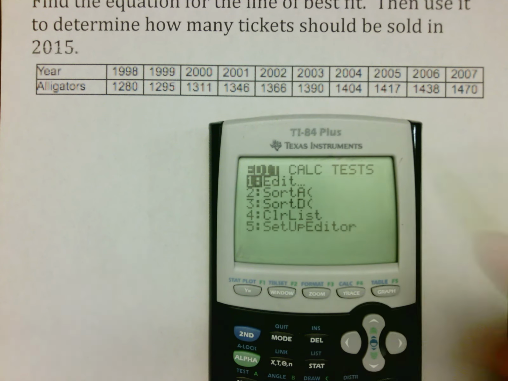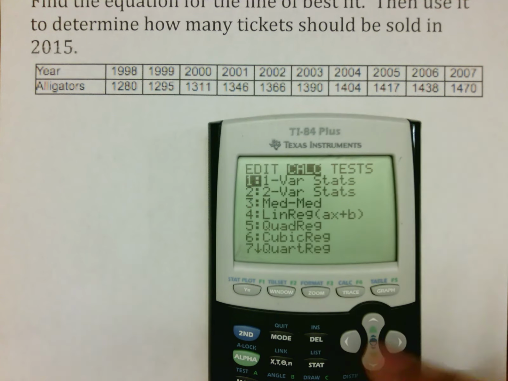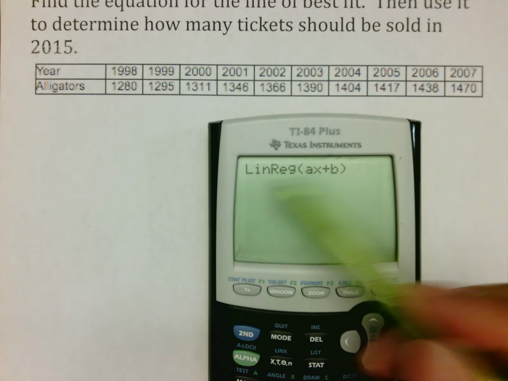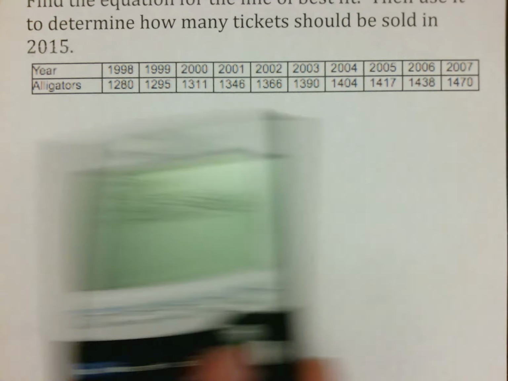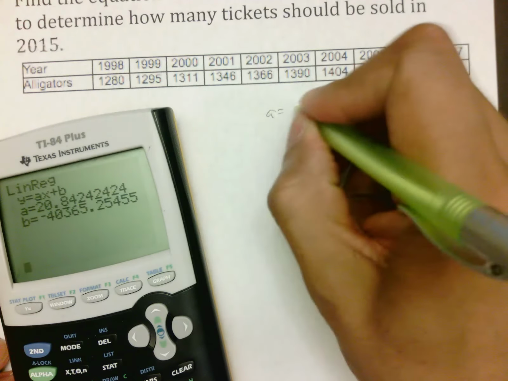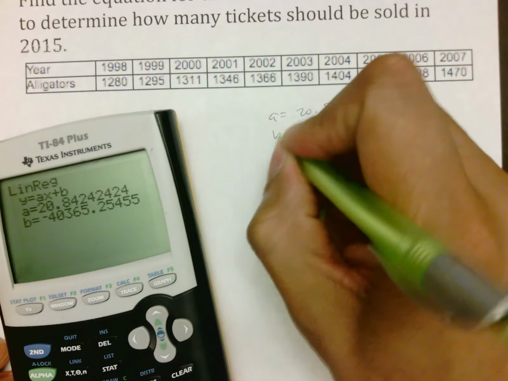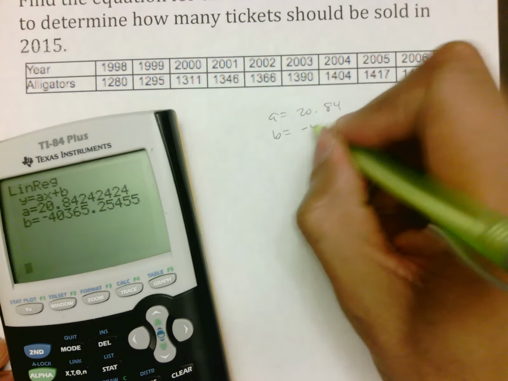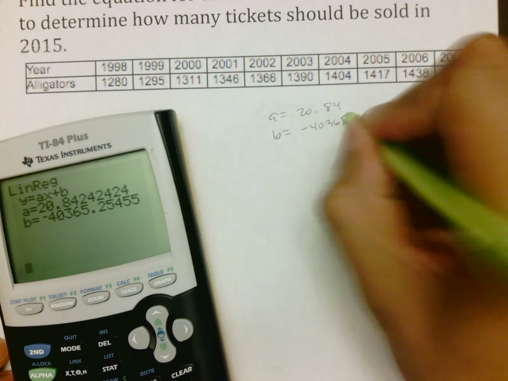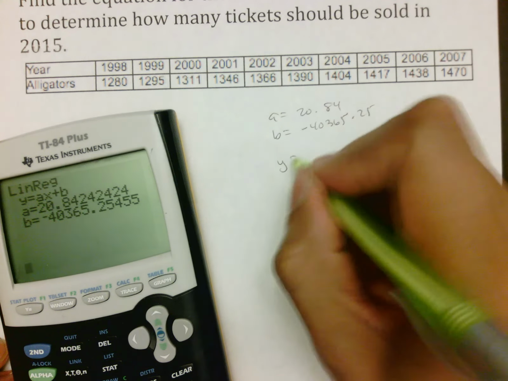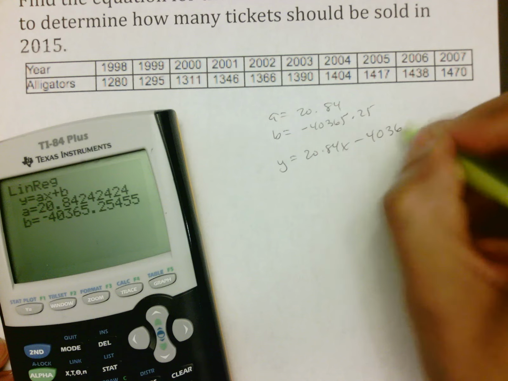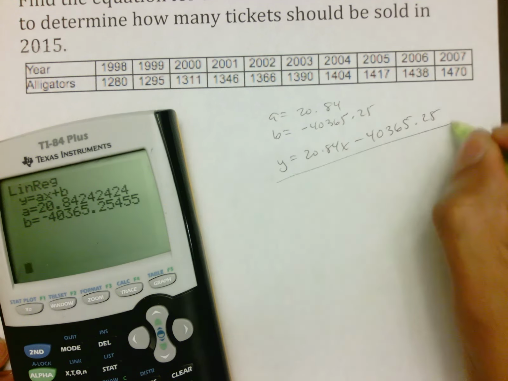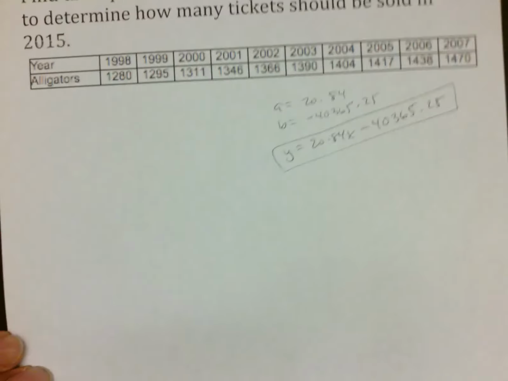calculate it, so we hit stat, move over to calculate, and we want the linear regression. We select that part. This asks, do you want the linear regression of ax plus b? Yes, we do. It gives us a new value for a and b, which is that a is equal to 20.84. Again, make sure you round appropriately. And b is negative 40,365.25. That gives us the formula 20.84x minus 40,365.25. Again, that is your line of best fit.